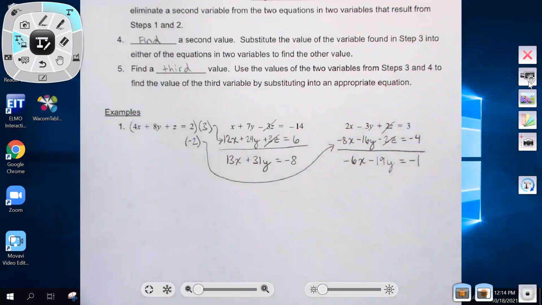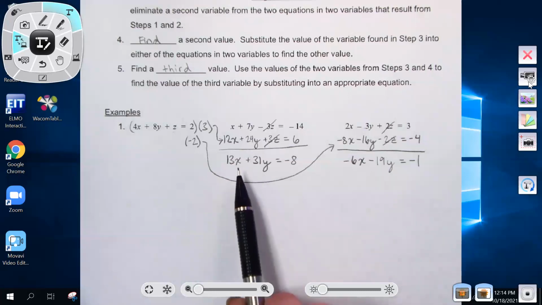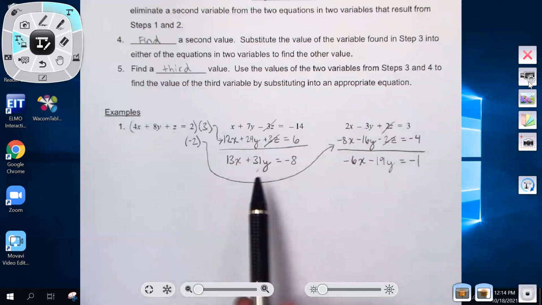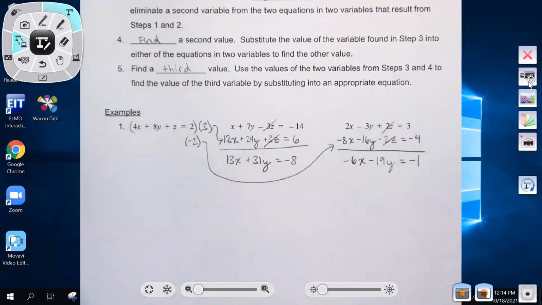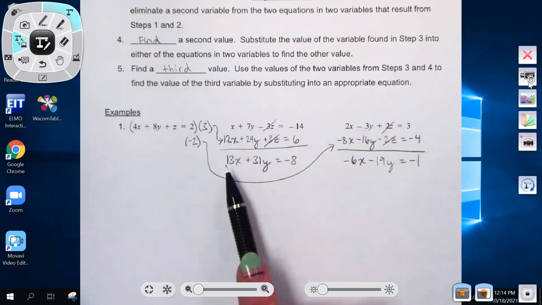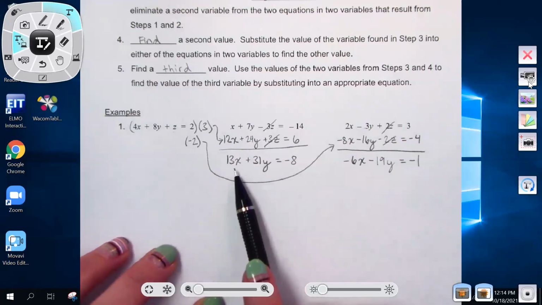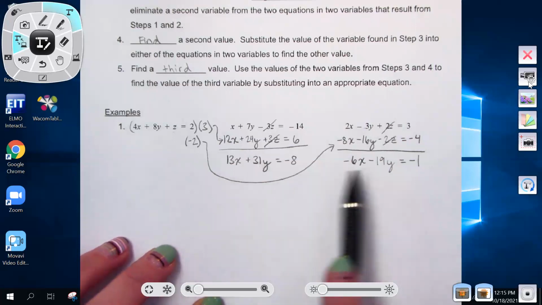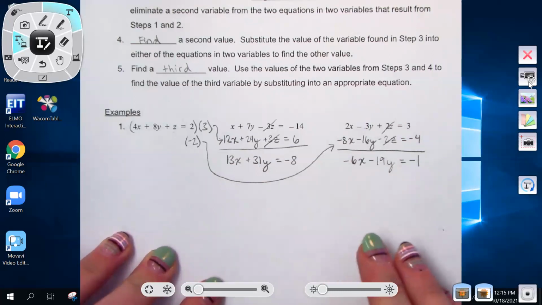So now is where it gets a little bit more complicated. So now we have two equations that just have x and y. We need to use those two equations to eliminate either the x or the y. Neither one of those is going to be all that easy, but I would choose the variable that has the smaller coefficients, x. This y has a 31 coefficient and this one has 19. That would be very ugly if we tried to find the least common multiple.